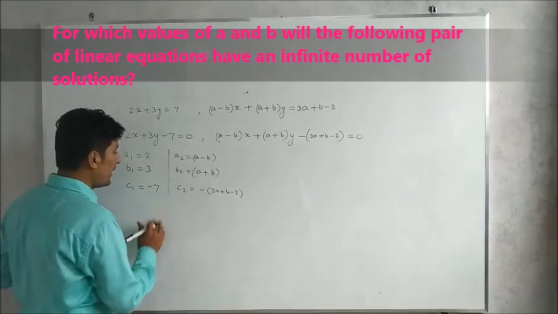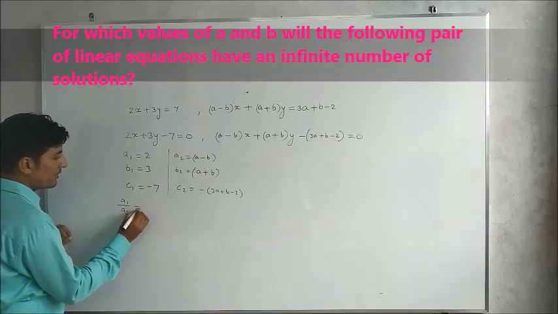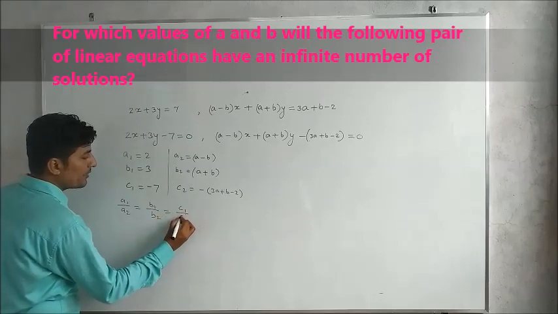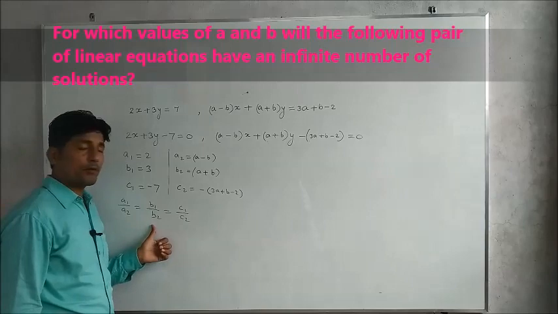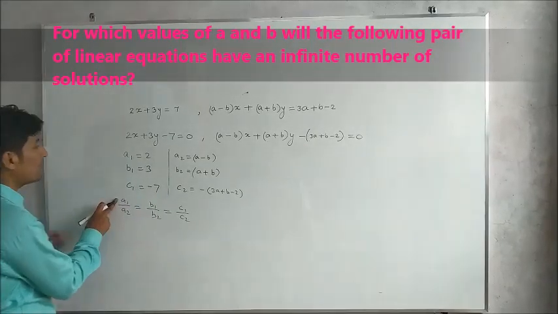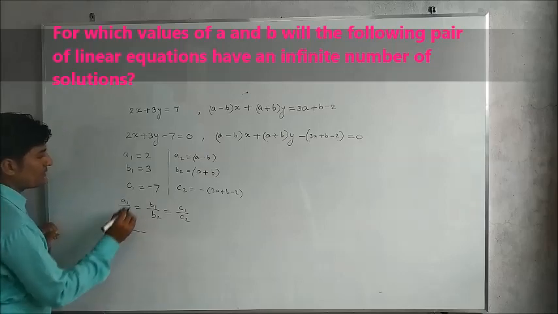Then, according to the condition for infinite number of solutions, as we know, a1 upon a2 equals b1 upon b2 equals c1 upon c2. It means the ratio a1 upon a2 will be equal to b1 upon b2, which will be equal to c1 upon c2. Now we have to put the value of a1.